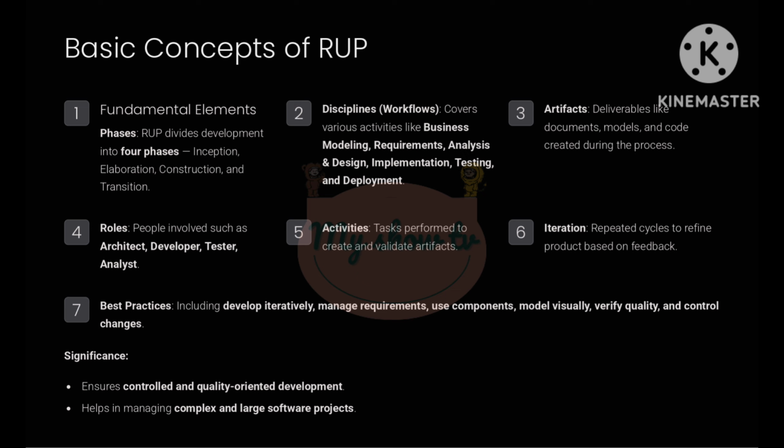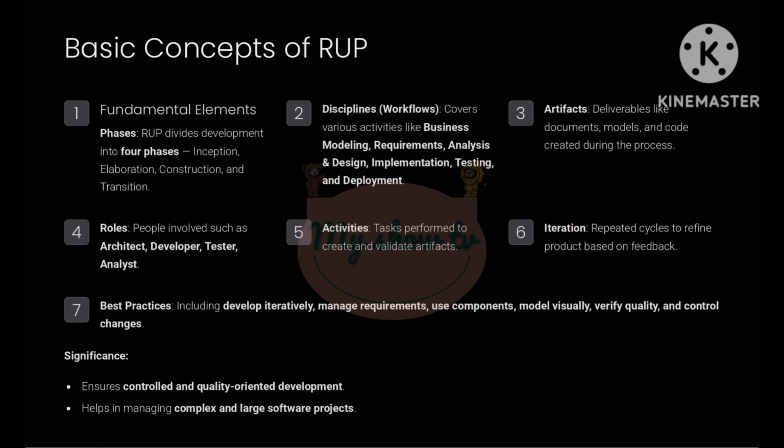Now, let's break down the core components of RUP to understand how it works. 1. Phases. RUP divides the entire software development into 4 distinct phases: inception, elaboration, construction, and transition. Each phase has its purpose. Point 2. Disciplines or workflows. These are different sets of activities such as requirements gathering, design, development, testing, and deployment.